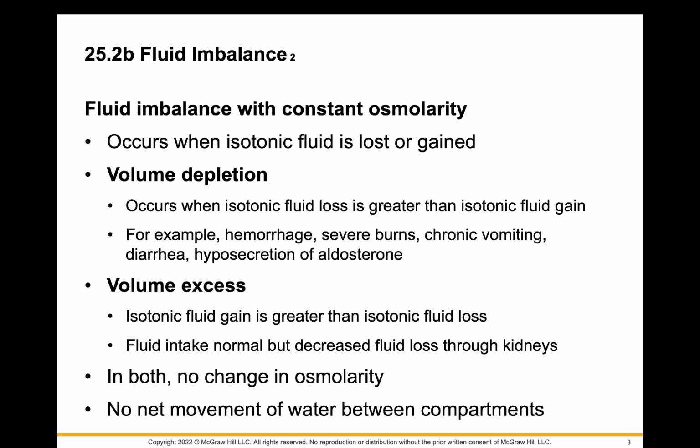When we look at volume depletion, this will occur when isotonic fluid loss is greater than the gain of isotonic fluid. Examples would be when someone has a severe hemorrhage, burns, chronic vomiting, diarrhea, or hyposecretion of aldosterone. Volume excess, on the other hand, is when isotonic fluid gain is greater than the loss of isotonic fluid. Now, keep in mind, fluid intake is normal, but for some reason, there's decreased fluid loss through the kidneys.